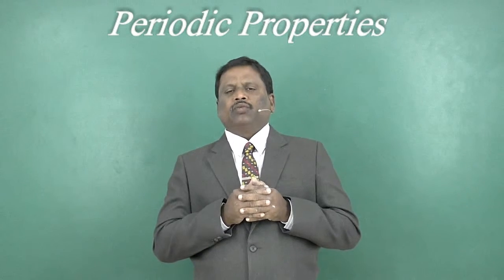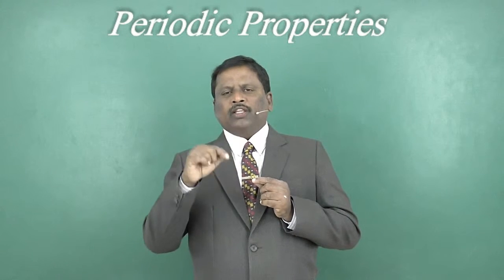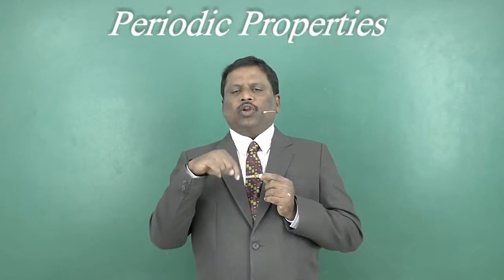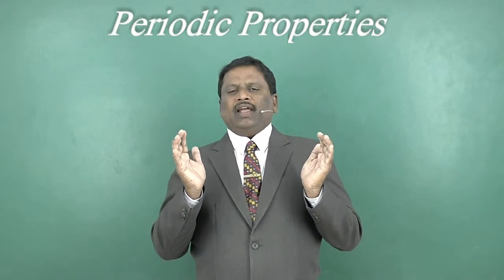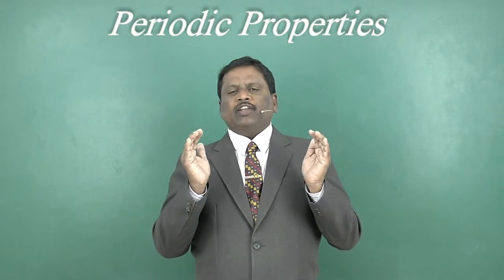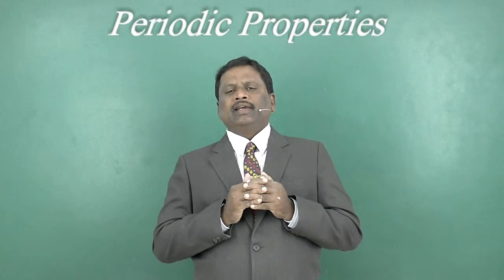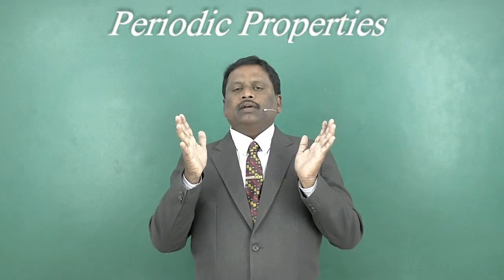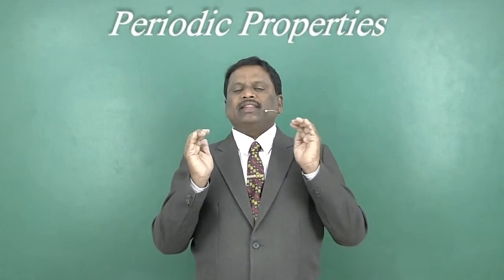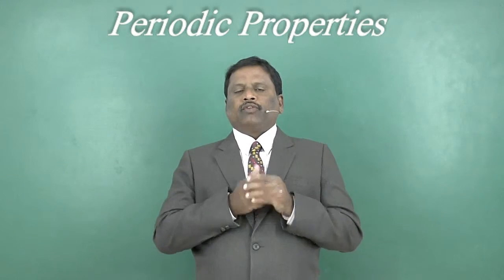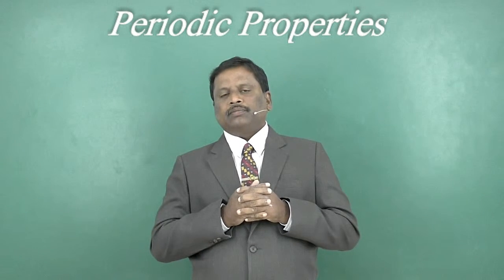Because in an atom, we have a positively charged nucleus in its center, and around the nucleus, electrons are revolving at high velocities. So we can observe only the electron cloud. We cannot identify the position of an electron. This electron cloud has no sharp boundary. These are the three main reasons why we are unable to calculate the atomic radius of an atom in a direct manner.